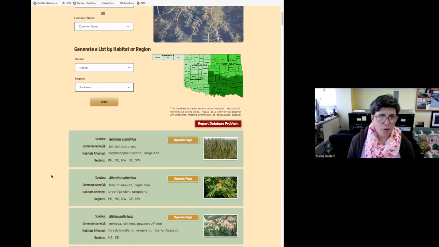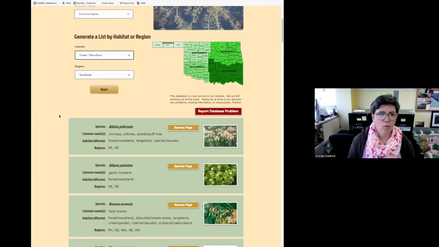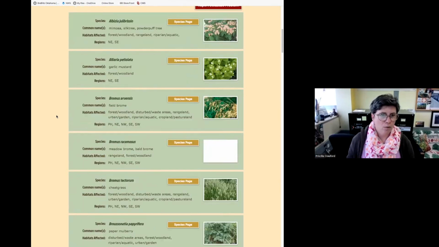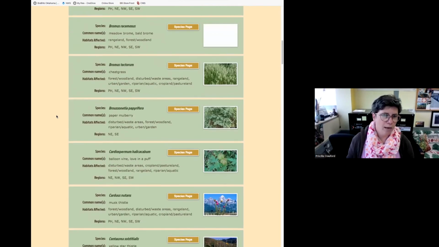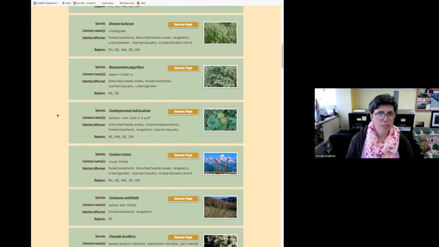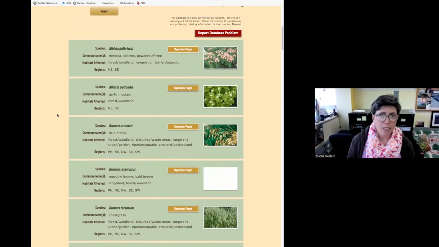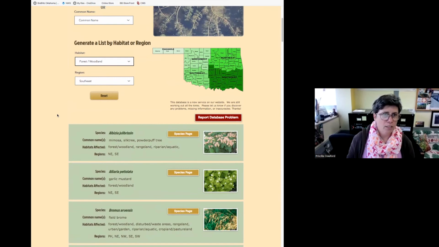And again, you can narrow it down to, like, I'm interested in looking at the forest habitats within southeastern Oklahoma. So then you choose the forest habitat, and it will narrow it down farther. So this is a way to generate these lists and narrow down specifically what you're looking for. And you can do any combination, like Amy said, up to the 25 combinations of regions versus habitats.